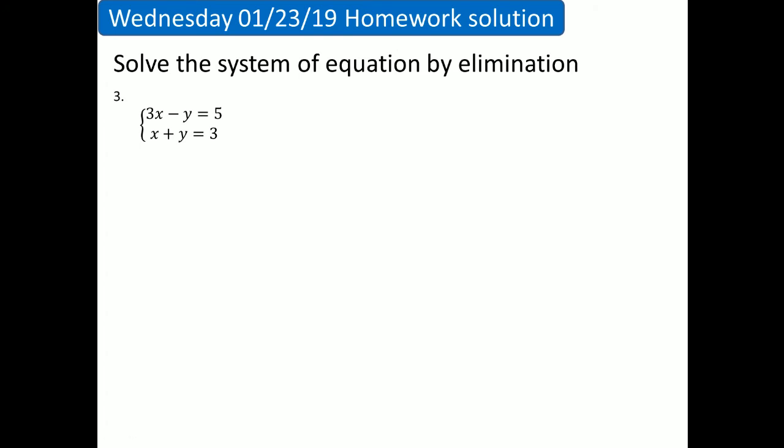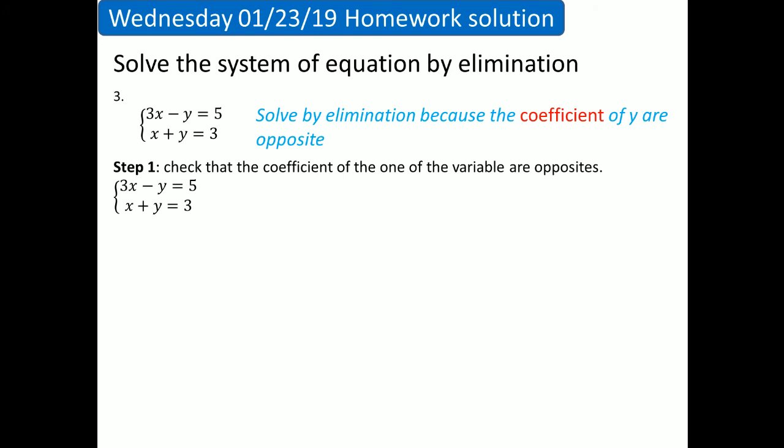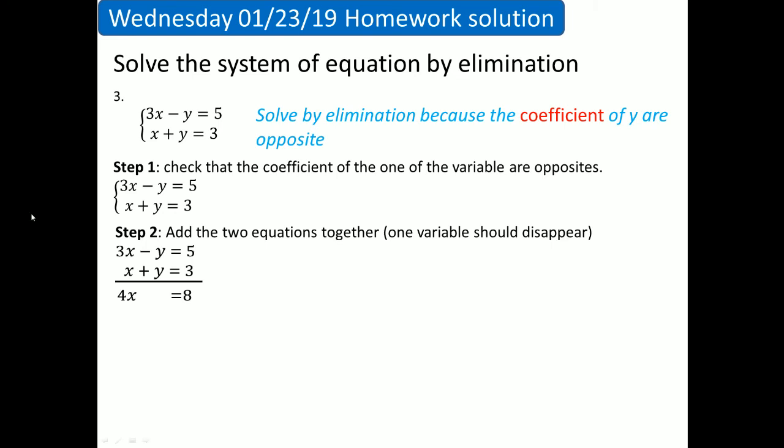Number 3. We're going to solve the system of equations by elimination. I'm going to solve by elimination because the coefficients of y are opposites. Step 1. Check the coefficient of one of the variables are opposites. Notice that this is a negative y, this is a plus y. They are opposites. So now I can add the two equations together and one variable should disappear. 3x plus x is 4x. Negative y plus y is 0. It disappears. 5 plus 3 is 8.